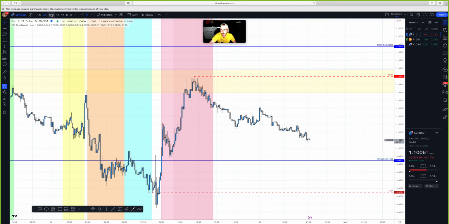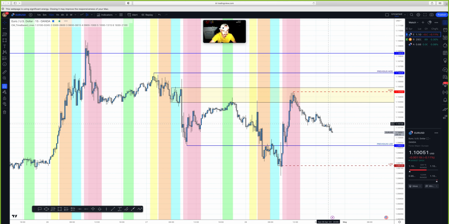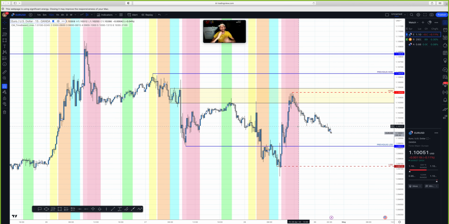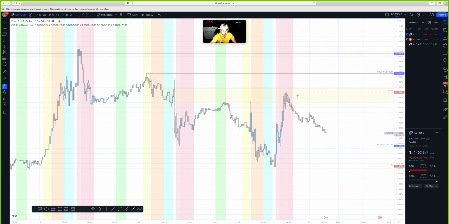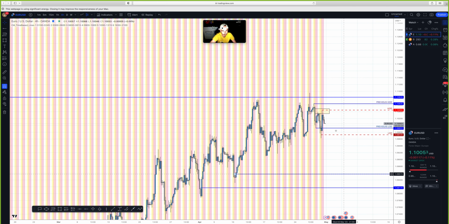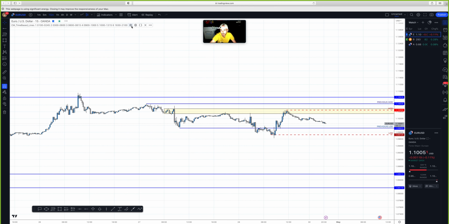Let me just go back to M15 and see what we could work with. So in reality, we need to see what London does. On a higher time frame, yes, I am anticipating price to pull back down to this area of demand here, right? So in the next few days, I want to see price pull back here, very likely. But for tonight, we need to see what London does when they open up.